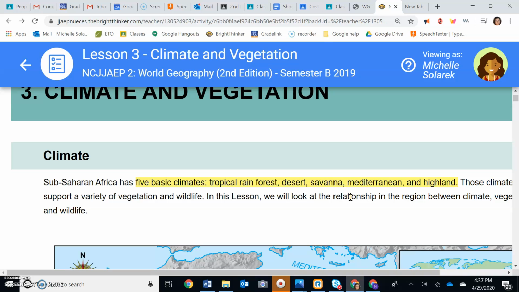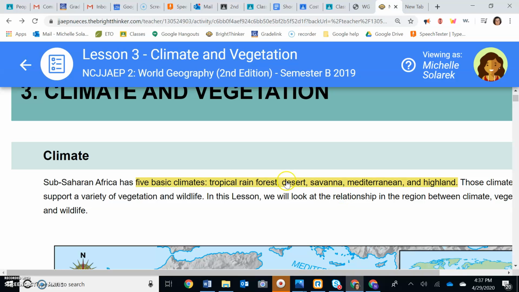Oh my gosh, stop everything. I forgot to tell you to write at the top of your page. You can still just fit it in up top anywhere. WG for World Geo, WG 10.3. That tells me Unit 10, Lesson 3. WG 10.3. Now, number 1, the 5 basic climates.